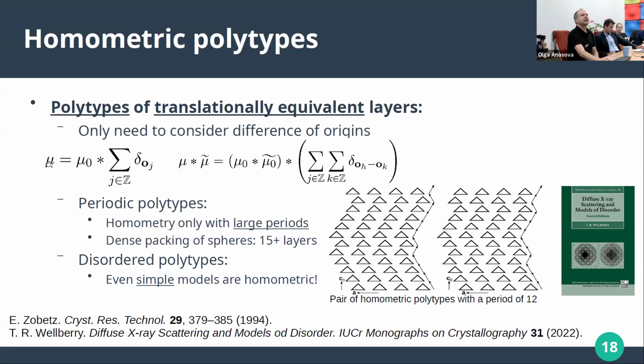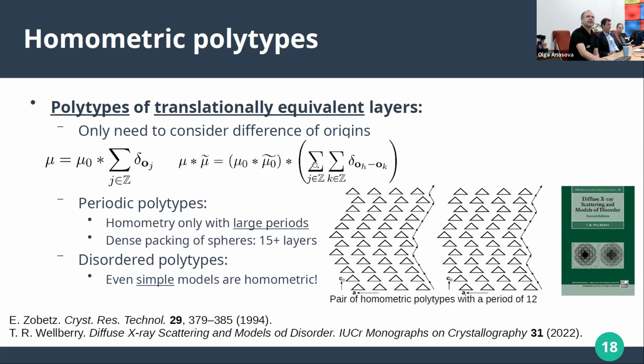Because then you can say the polytype is the convolution of one layer and all the Dirac peaks at the origins of the layers. And when you compute this autocorrelation function, you will see that it's basically the autocorrelation of the layer and all these distances between the origins, right? And then you only have to have that these things here are homometric.